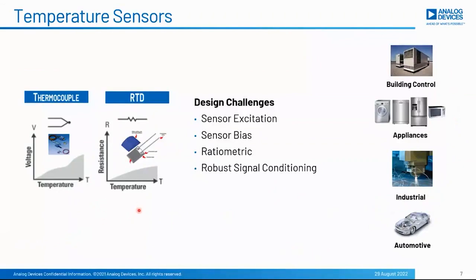Since RTD is a variable resistance-based sensor, it requires excitation current to measure the change in voltage, and it can behave as ratiometric, whereas thermocouples inherently generate a small voltage based on the ambient temperature or the sensing temperature. These sensors require clean signal amplification before A to D conversion, and in some cases, noise rejection is very important.